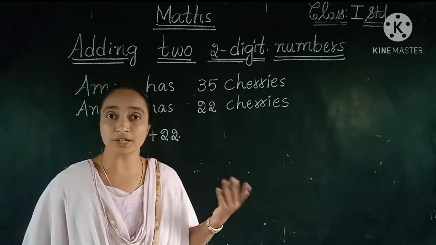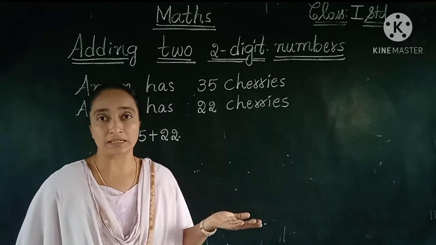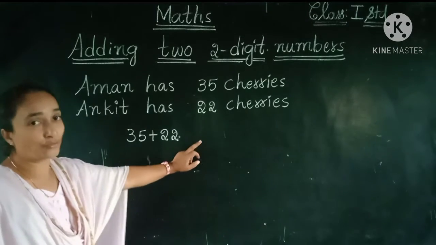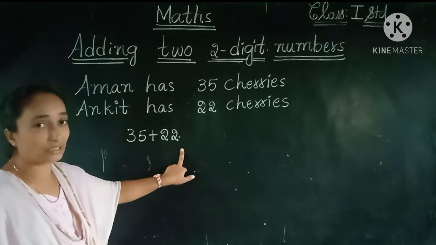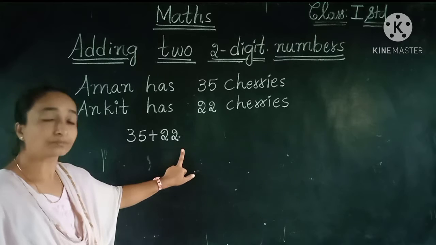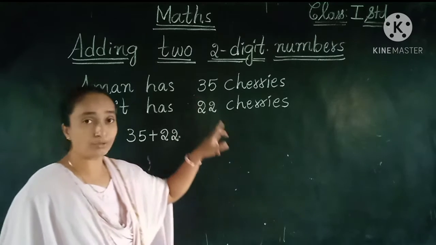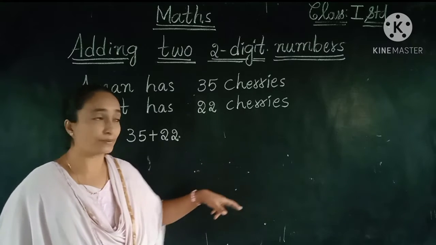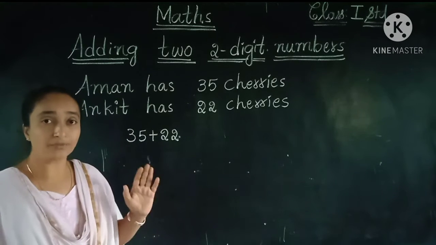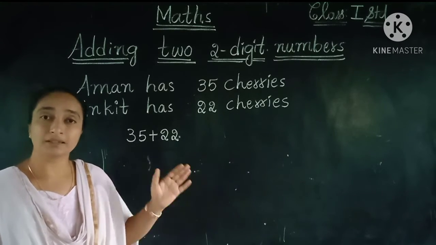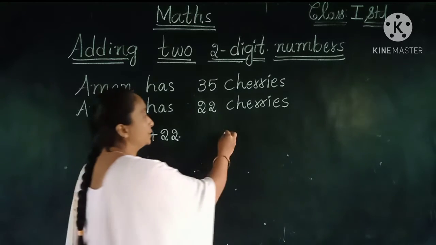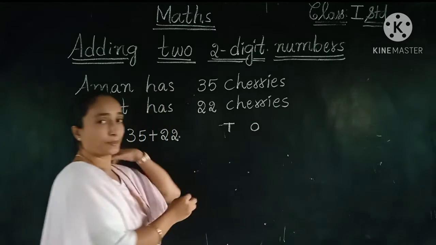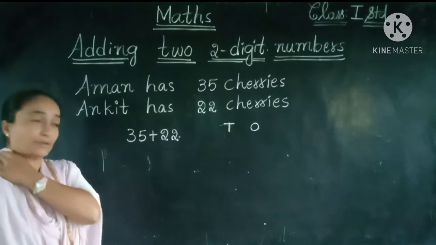So here we have the tens place and the ones place. First of all, horizontally like this, we can't do the addition. So what do we have to do? We have to make it in a vertical form. Okay children, then we can do the calculation. Before we start, we have to separate the tens and the ones. Now how many tens are there and how many ones are there?